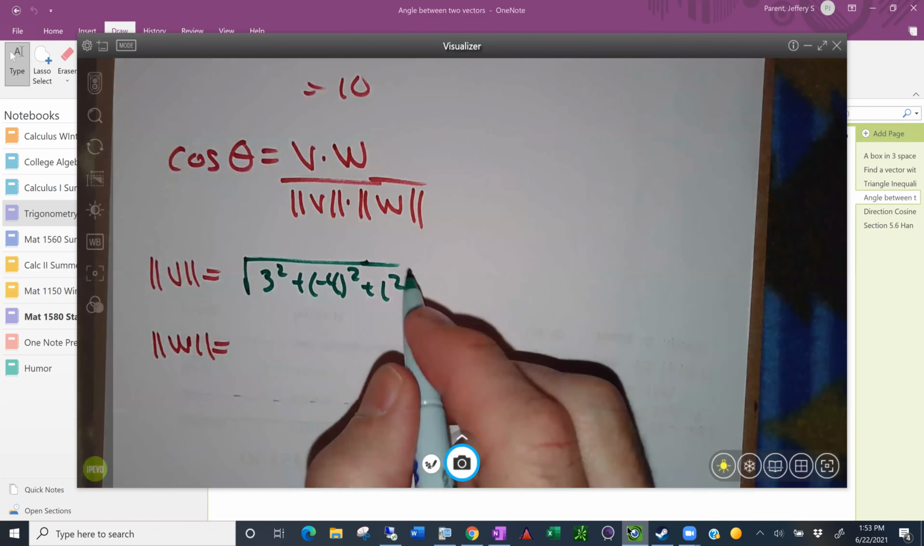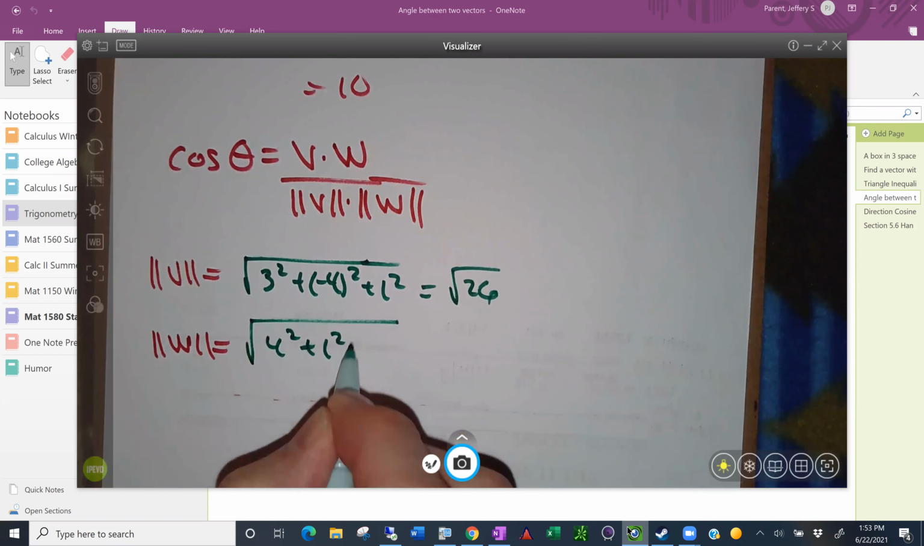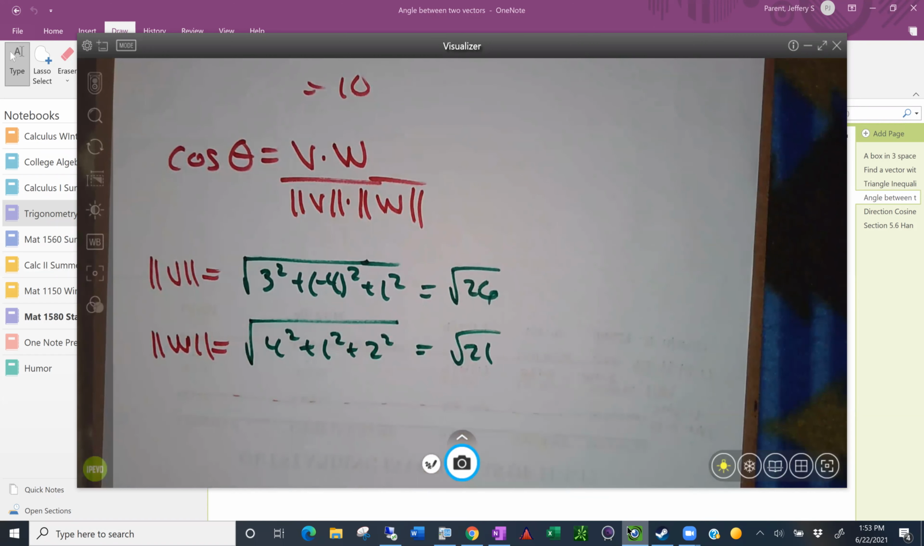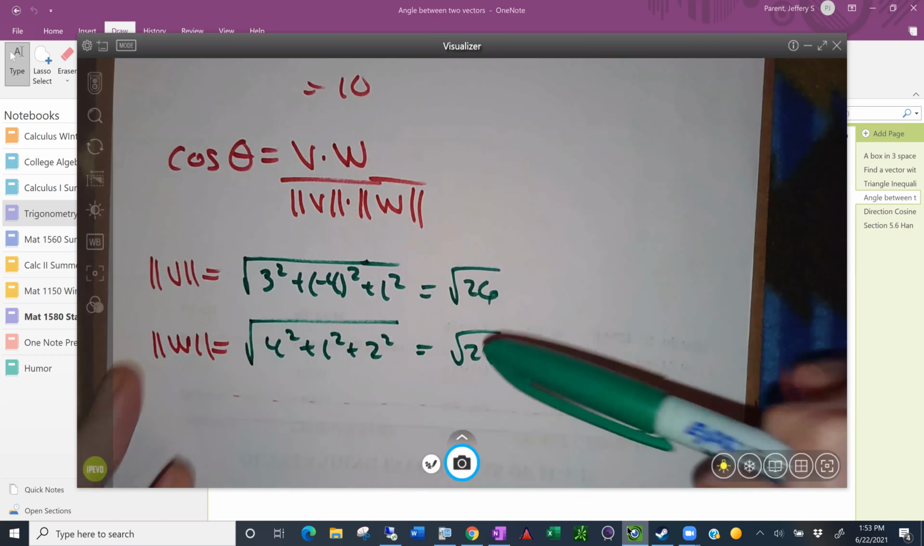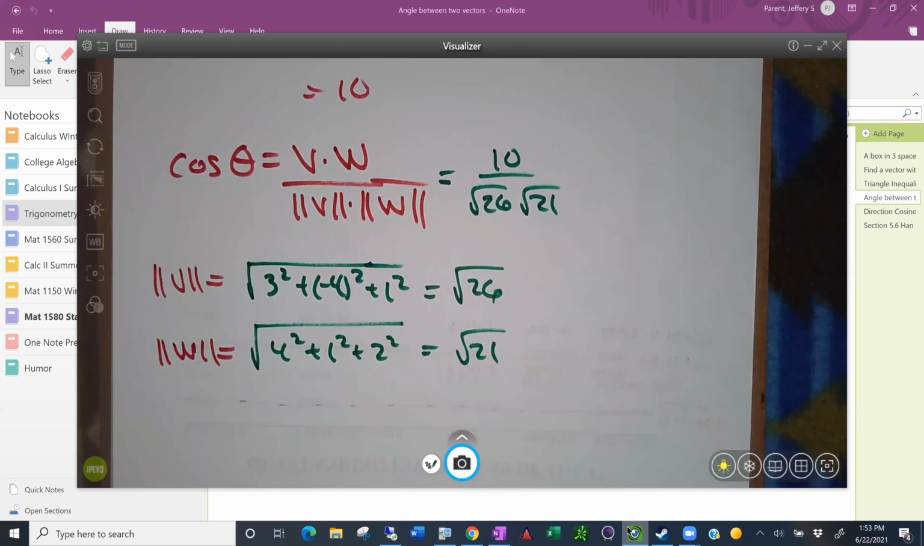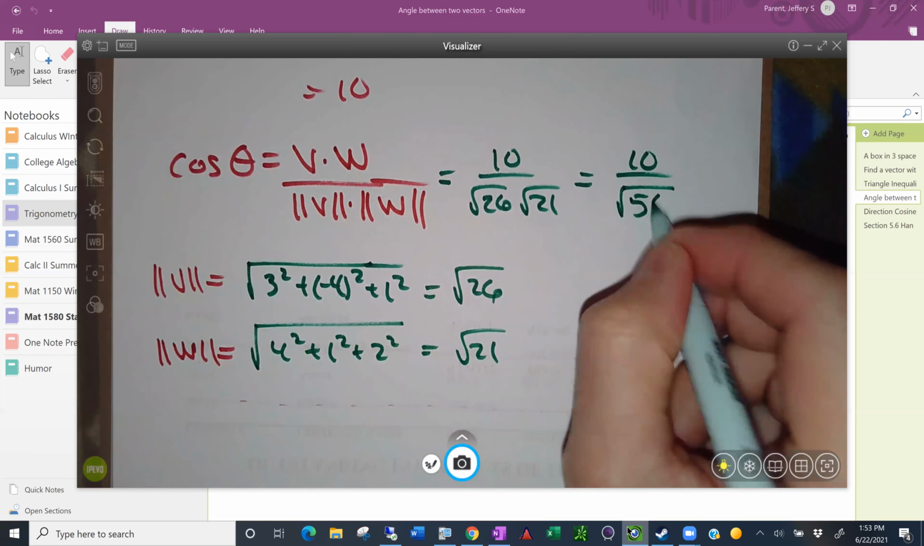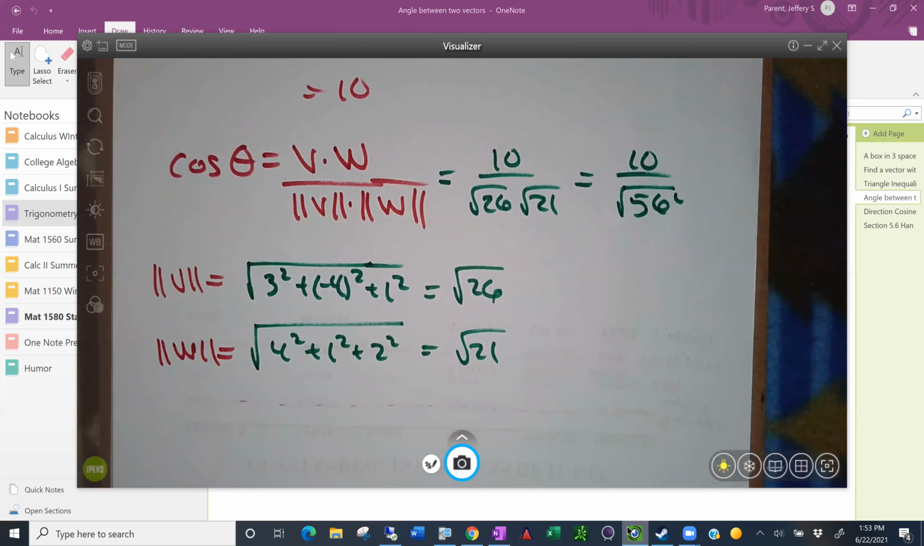So 9 plus 16 is 25, plus 1 is 26. The square root of 26. And then 4 squared plus 1 squared plus 2 squared is going to be square root of 21. Let's put all that together in here. It's going to be the dot product of V and W, which was 10, over the square root of 26 times the square root of 21. It's probably convenient to put it as a square root of 546. Yeah, 546, not 564.